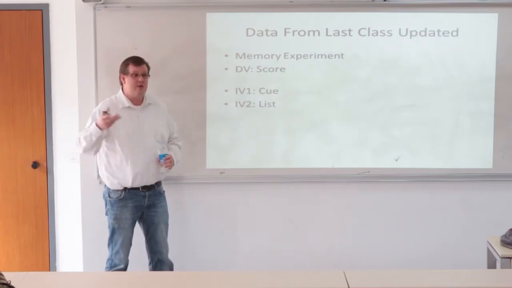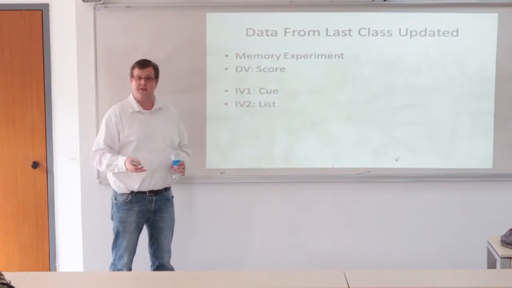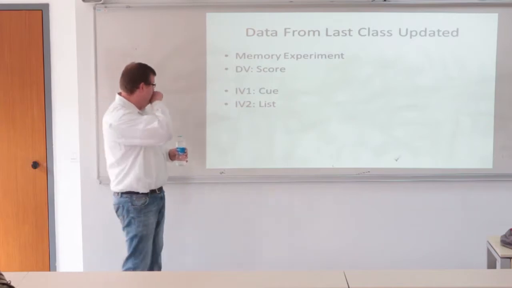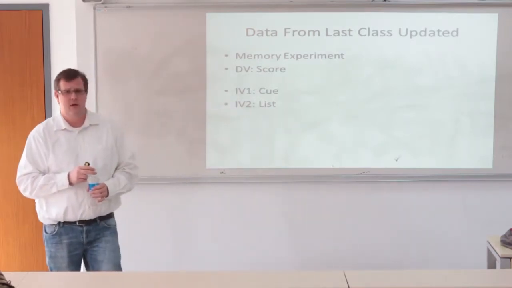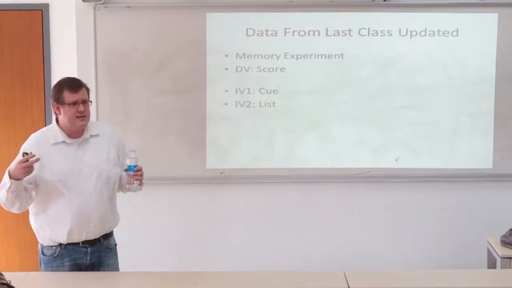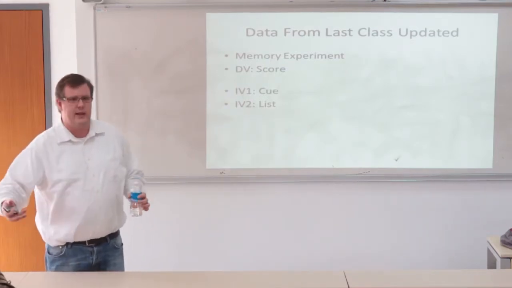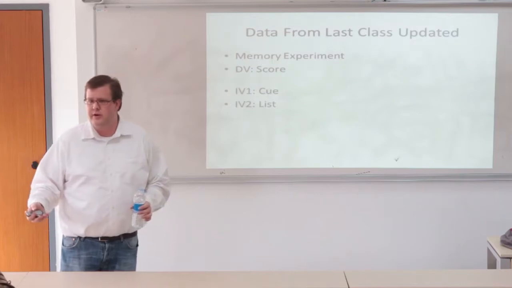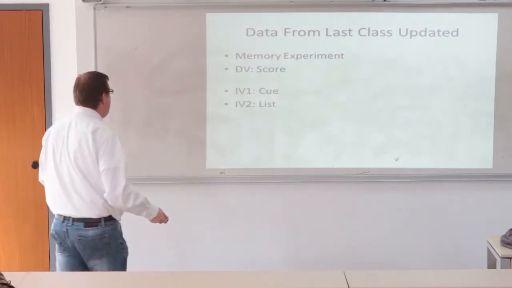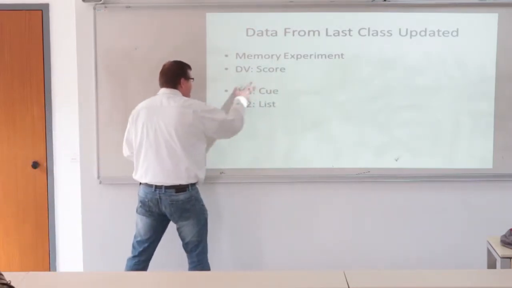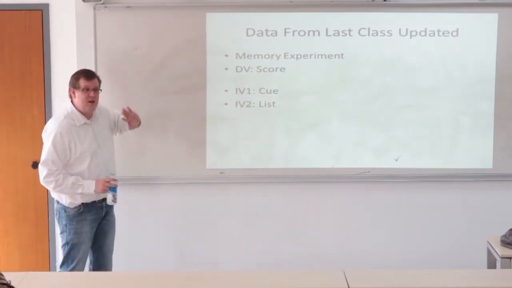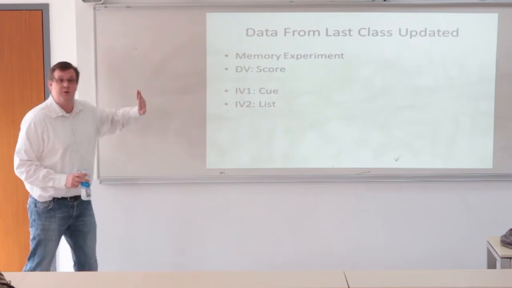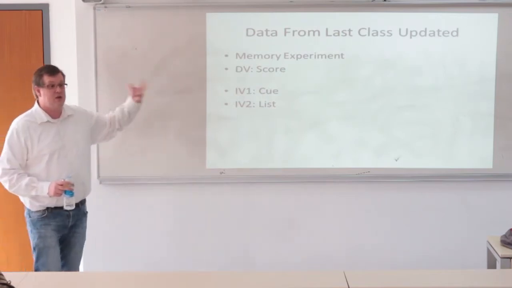Whether or not they got cues to help them remember words on the list, or they didn't get a cue to help them remember. Our second factor, our second independent variable, was list, which was the type of words on the list, whether they were abstract words or concrete words. For this last class, we analyzed it both in the normal ANOVA way and also in the repeated measures ANOVA way to contrast the difference.